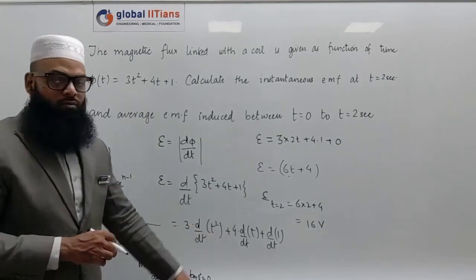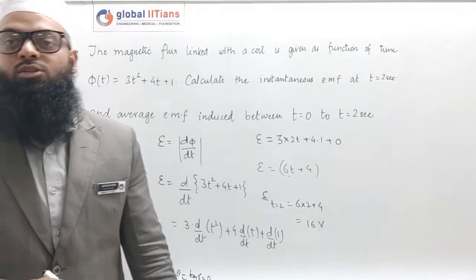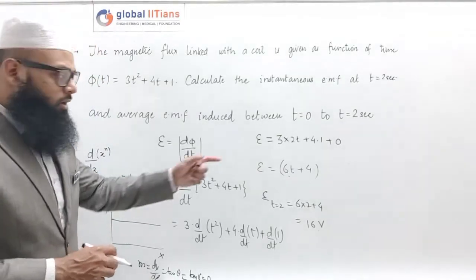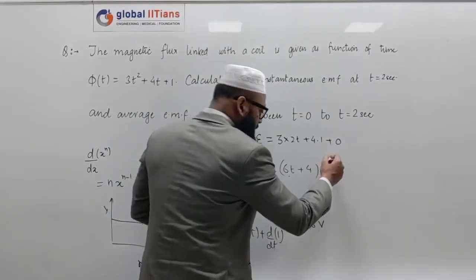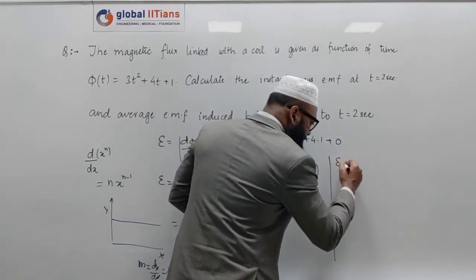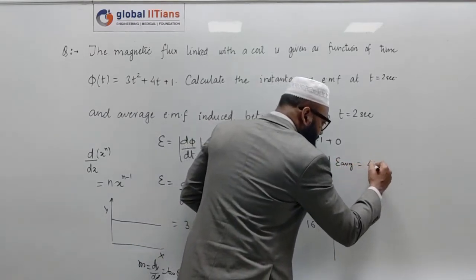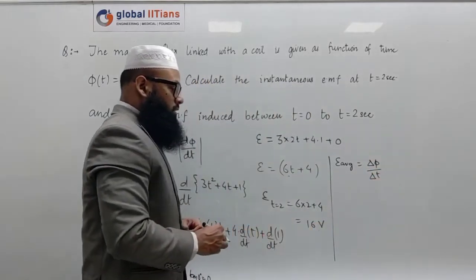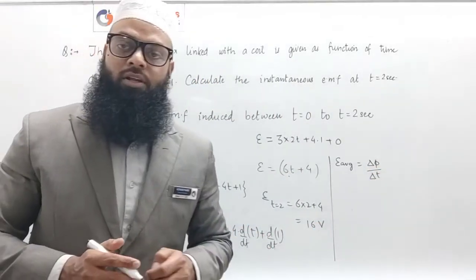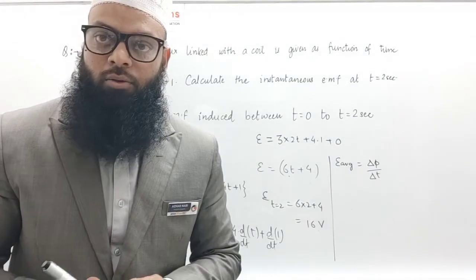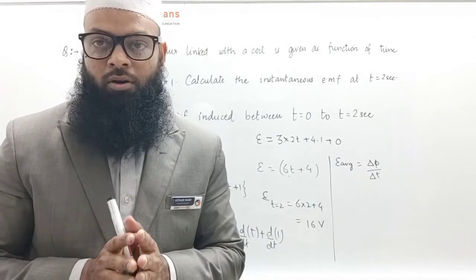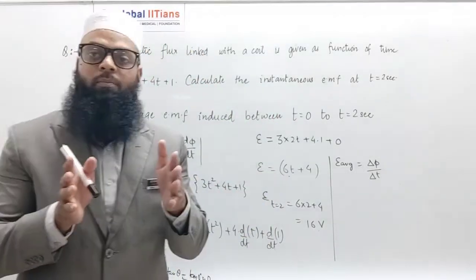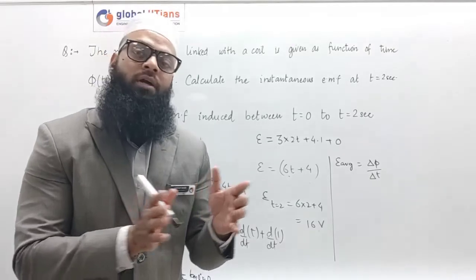So this value that we have got for EMF is the instantaneous value of EMF. Now let us calculate the average value. For average value we have E average equal to delta phi upon delta t. See, the difference between instantaneous and average values is that instantaneous values are for a given point of time or a given instant of time. Rather, the average value is for a given period of time or in between some interval.